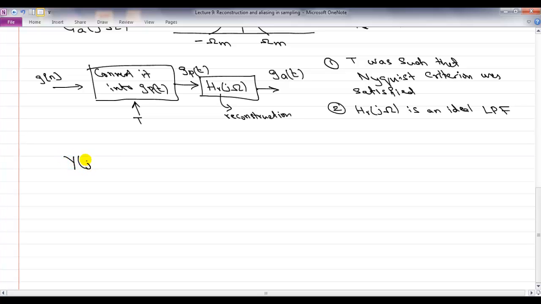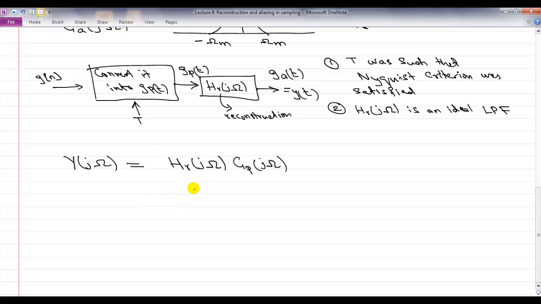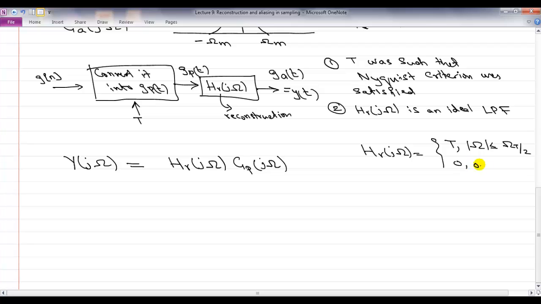So let's say that the output of the low pass filter, you just call it y of t. You don't know what y of t will be. And its Fourier transform is Y of j omega. And so that is equal to Hr of j omega times Gp of j omega. Right? And your Hr of j omega, mathematically, I can write as Hr of j omega equals T for omega less than or equal to omega t by 2 and 0 otherwise. Right? So I can write that as capital T, and this is an indicator function.